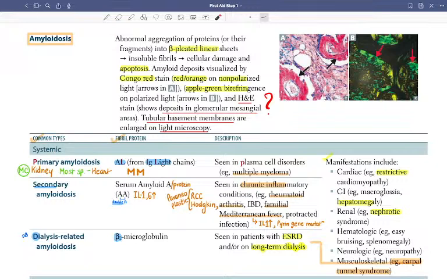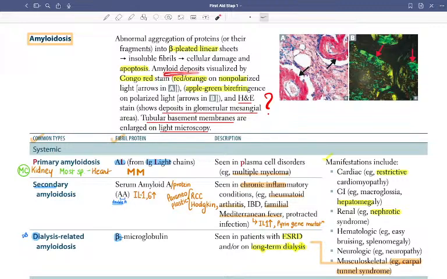So the next thing is amyloidosis. It's a super important image-based question, so make sure to look at the images very well. We have abnormal aggregation of proteins or their fragments. So finally, amyloidosis is what? Abnormal aggregation of proteins into beta-pleated sheet, insoluble fibrils, causing cellular damage and apoptosis.